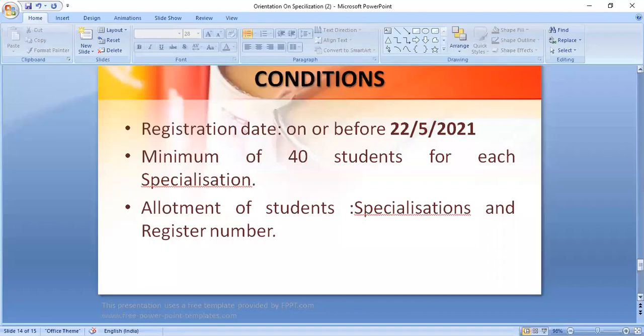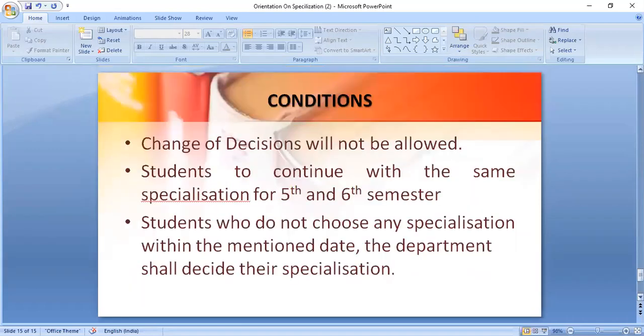Next thing is allotment of student specializations and register numbers. All accounts students will come into one group, and from finance or marketing or insurance, whichever you choose, you will be distributed across 4 sections in the order of your specializations and register numbers. So we will not be able to entertain any personal requests for change in the allotment. Next slide, please. Change of decisions will not be allowed.